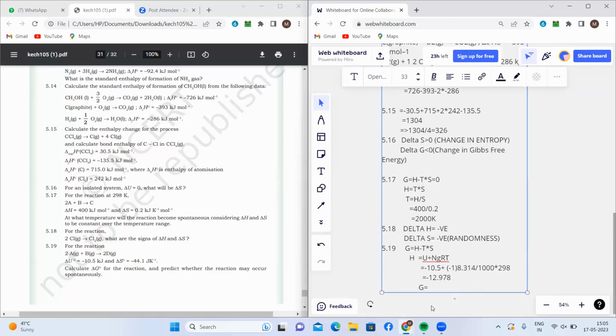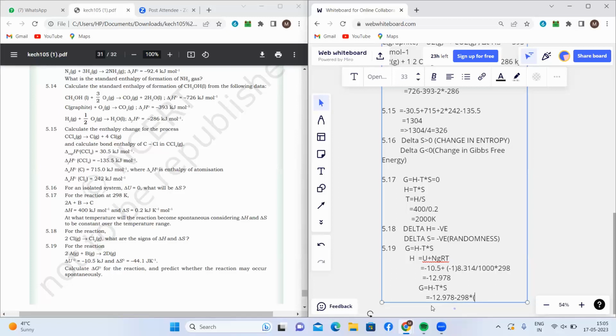G equal to H minus TS. So here from here we write the value of H. The value of H is equal to -12.978. Minus temperature 298. Multiplied by delta S. Delta S is given to us as -44.1. But it's given in joule per Kelvin.